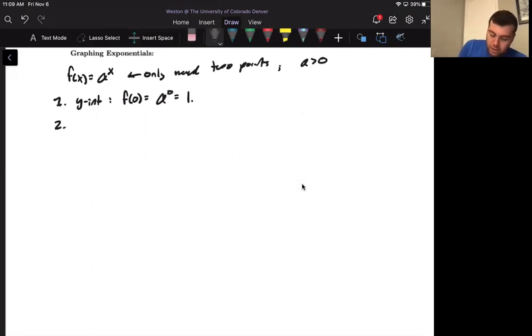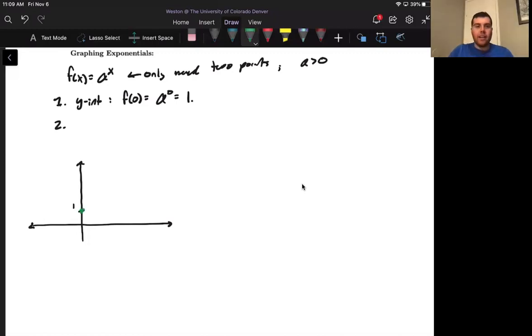I'll make a little mark for 2 and start our graph. So this is going to be our graph of f of x. Then we have 1 here. So our y-intercept for an exponential is always 1, unless it's scaled, shifted, or stretched, or some other transformation. But when it's f of x equals a to the x, the y-intercept is at 1.